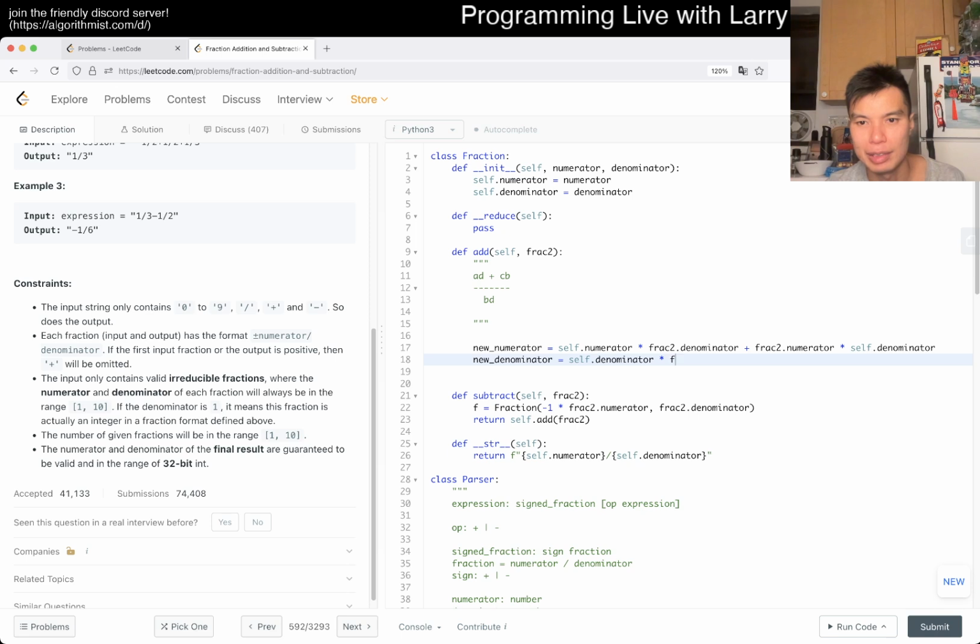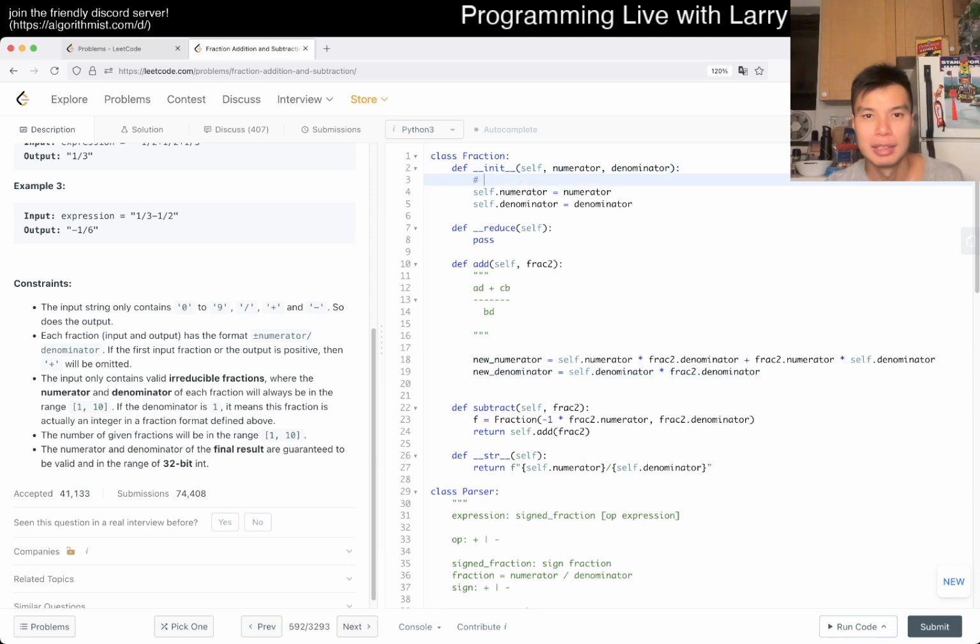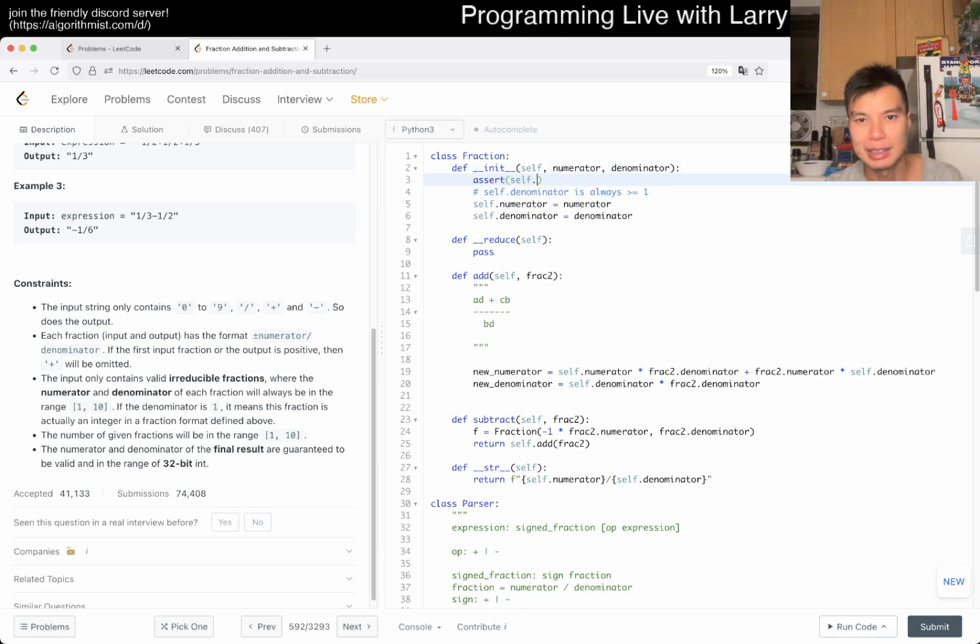denominator times frac2 dot denominator. I think there are a couple of things I want to point out about my thing, right? Is that self dot denominator is always greater than or equal to 1. So that numerator is the one that's signed. So maybe these are things that we should assert as well, just in case things go wrong.